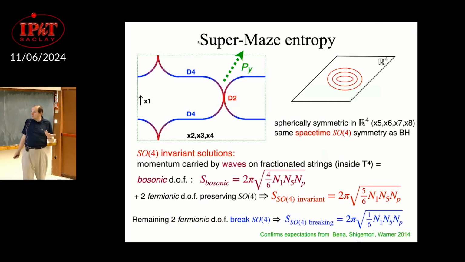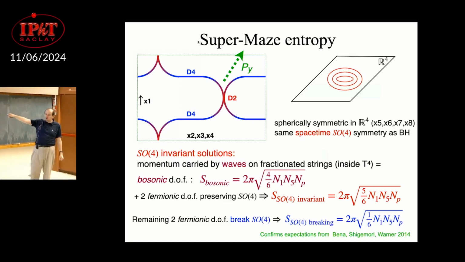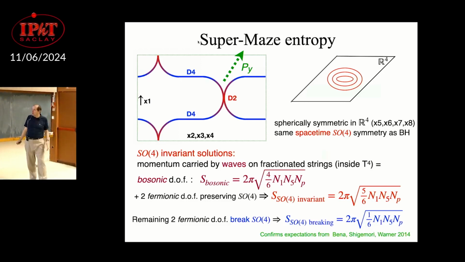And you can get the entropy of the supermaze. It's actually quite simple. You can actually ask how much entropy do you get out of this thing. And again, the simplest is to put a D2, D4. So you have a D2 between 2 D4s. There's a momentum wave going in this direction. And you can ask how much entropy is there in this system.